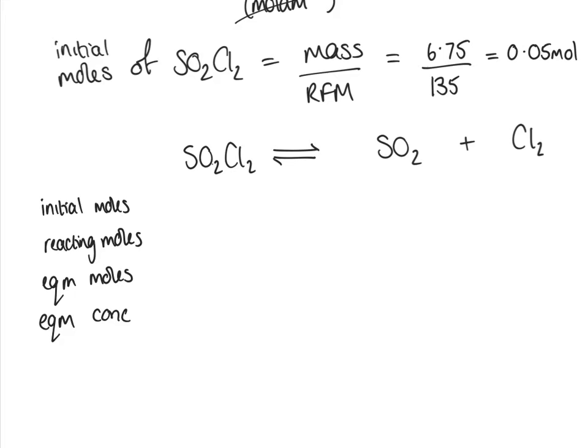Okay, so my initial moles of SO2Cl2 I worked out as 0.05. Okay, what are my initial moles of SO2? 0, and of Cl2? So if you start with reactants, then the initial moles of your products are going to be 0. Okay, what does the question tell us? It tells us at equilibrium the vessel contained 0.0345 moles of Cl2. So underneath the equilibrium moles of chlorine, I can write 0.0345. What does that mean the reacting moles of chlorine are?